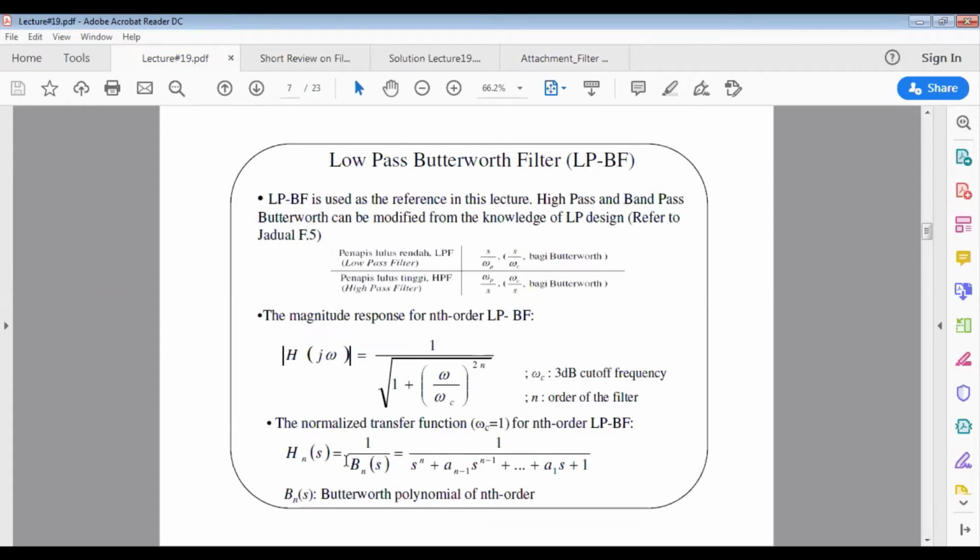We can also have what we call a normalized transfer function, which means omega C is equal to 1 for the n-order low pass Butterworth filter, where the equation is H(S) equals 1 over B_n(S). And B_n(S) is what we call the n-order Butterworth polynomial. It can be obtained from the last page of this attachment.